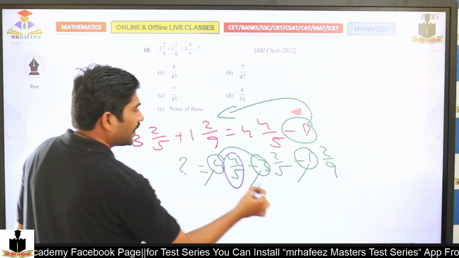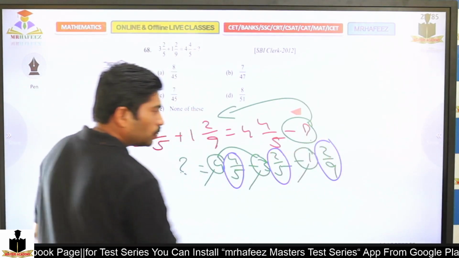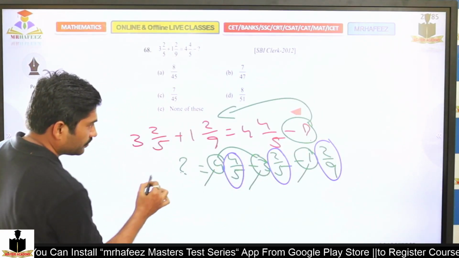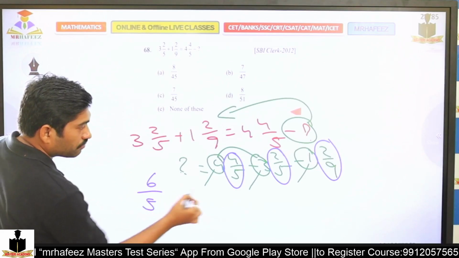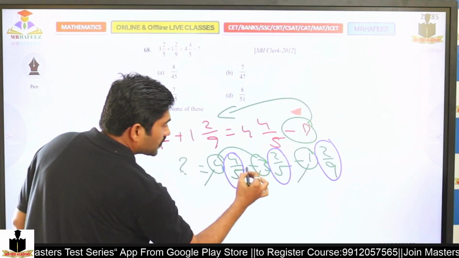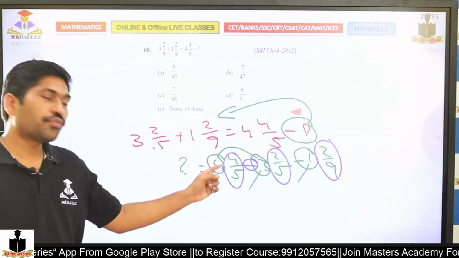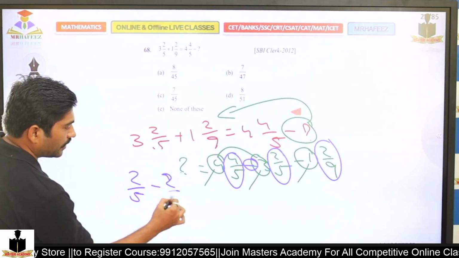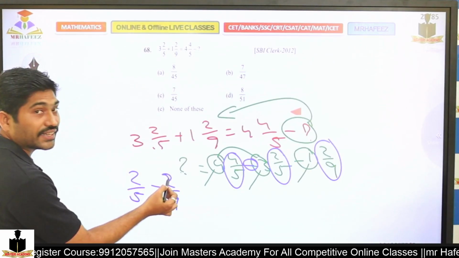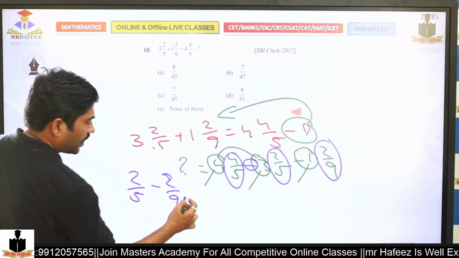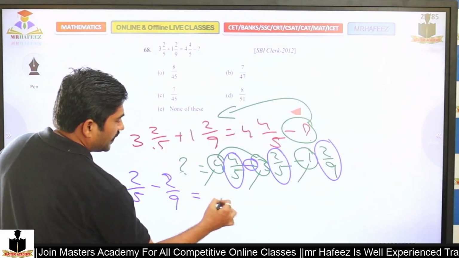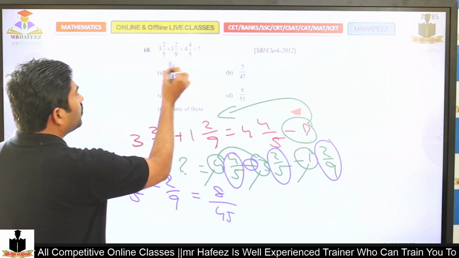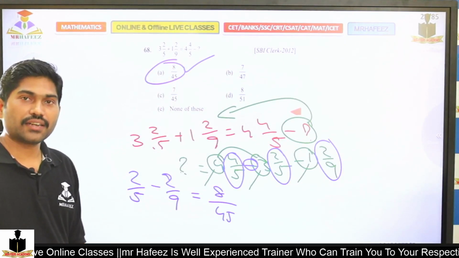Then I should take only 4 by 5, 2 by 5 and 2 by 9. Only I should focus on that. 4 by 5 and 2 by 5 is 6 by 5. So 6 by 5. This is not addition, this is subtraction. 4 minus 2 is 2. 2 by 5 minus 2 by 9. 9 2s are 18. 5 2s are 10. 18 minus 10 is 8. 8 divided by 45. So answer is 8 divided by 45.